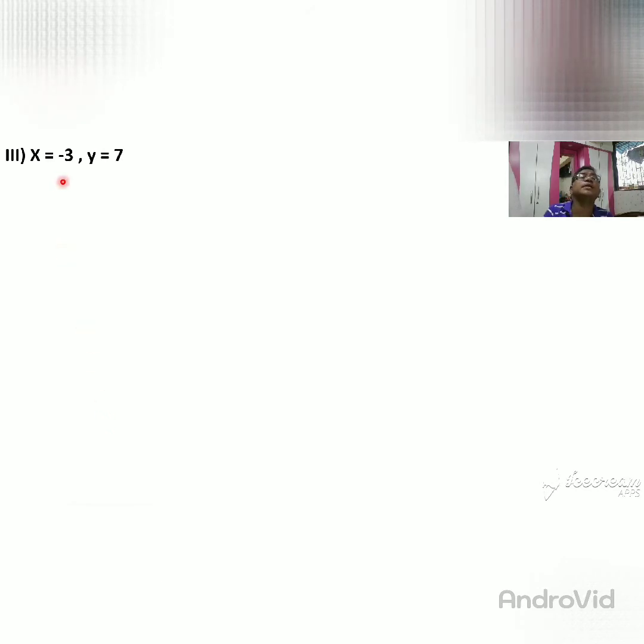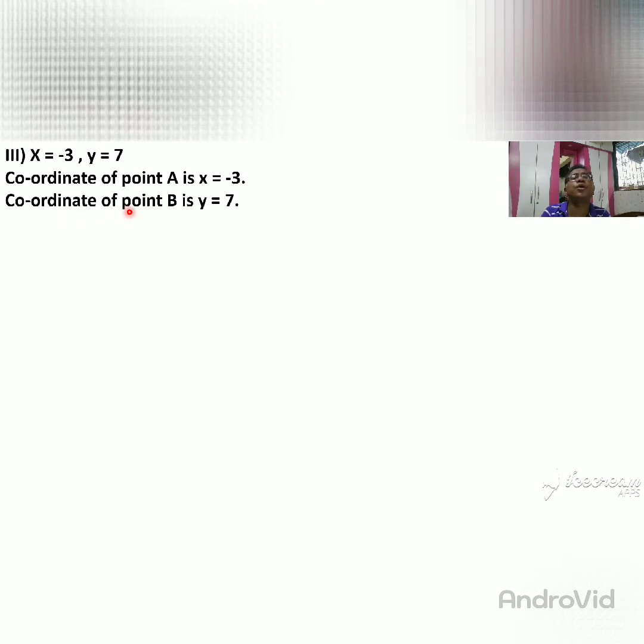X is equal to minus 3 and y is equal to 7. So first, we write the coordinate of point A is x. So what is the x value? Minus 3. So I write here minus 3. Then we write coordinates of point B is y. So what is the y value? 7. So y is equal to 7. So here is minus 3, here is 7.